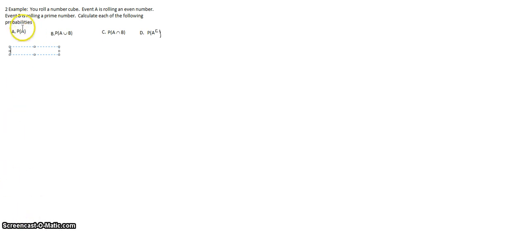We're going to find the probability of A, probability of A union B, probability of A intersection B, and the probability of A complement.